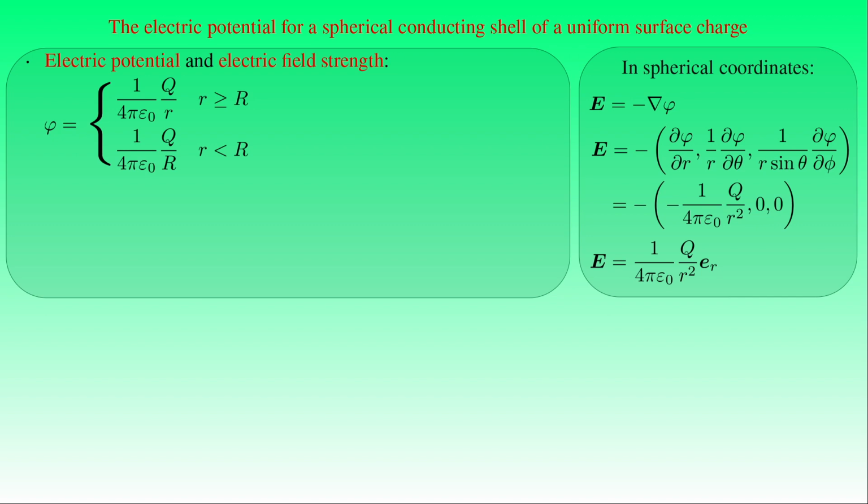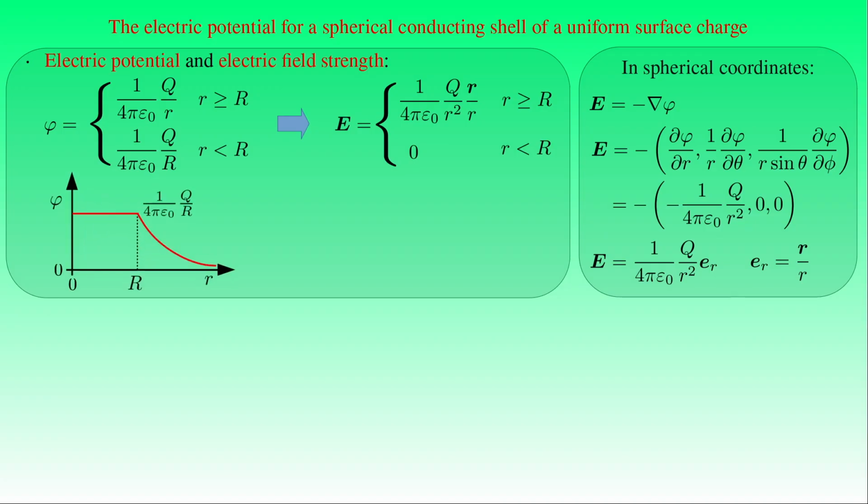Here the basis vector e sub r describing the radial direction is simply equal to the position vector r pointing from the origin to the given point, divided by its length. As a result, we regain the expression derived when we computed the electric field strength for a spherical shell of a uniform surface charge by applying Gauss' law. If we inspect this result with the electric potential and the magnitude of the electric field strength plotted as a function of the distance from the center of the shell, we can conclude the following.